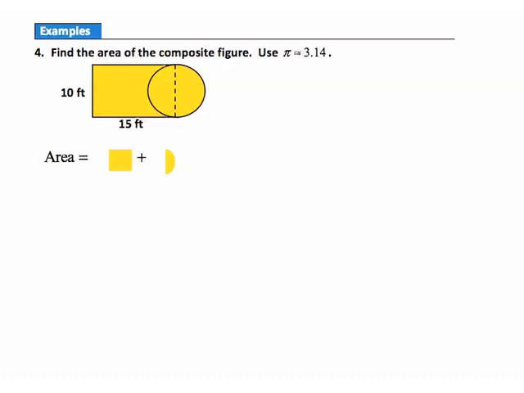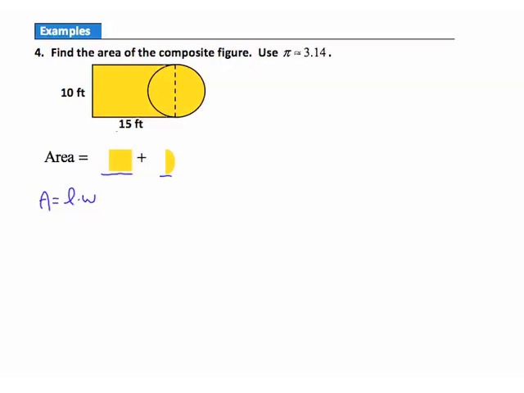Let's take a look at our composite figure here. Again, it's a basketball key. To find the area of the entire basketball key, we're going to need to find the area of the rectangle and also the half circle that goes on the top of the key. Let's start with finding the area of that rectangle. To find the area of a rectangle, our formula tells us we need to know the length and the width.